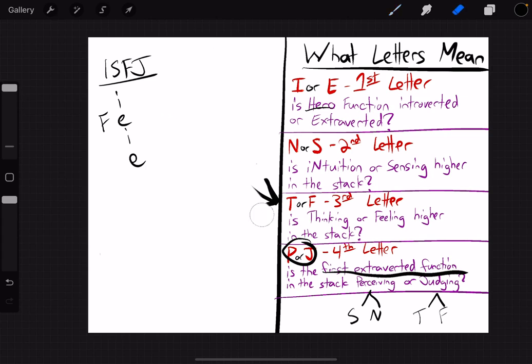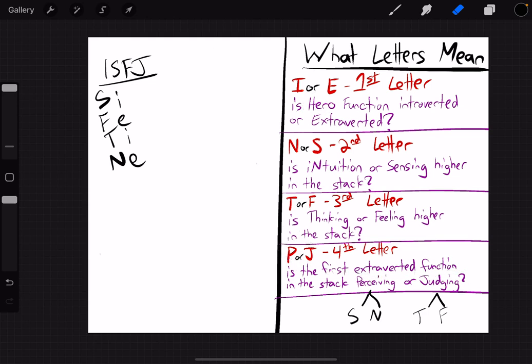And then based on knowing that, we can determine what function is in the third slot, because it'll be the other function that shares the axis with this function here. So in this case, it would be thinking. And then these two also share an axis, and the only functions we have remaining are the perceiving functions. And in ISFJ, it leads with sensing. So sensing is higher, and then it would make this fourth function the other perceiving function.